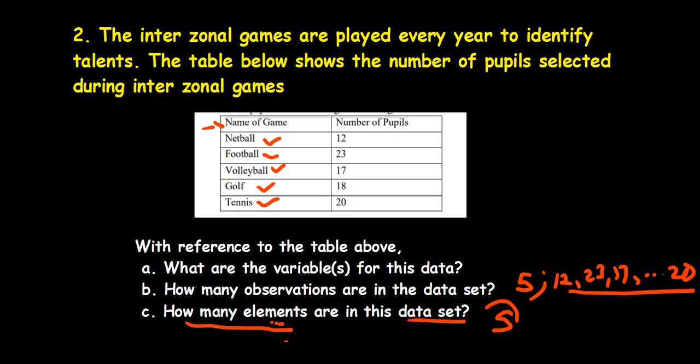One thing you should note is that the number of observations is always equal to the number of elements. If you have 5 elements, you are going to have 5 observations. If you have 6 elements, you are going to have 6 observations. They always go like that. Any questions on this question 2?